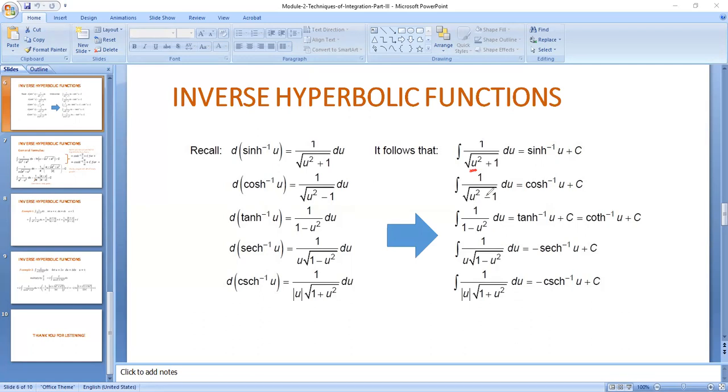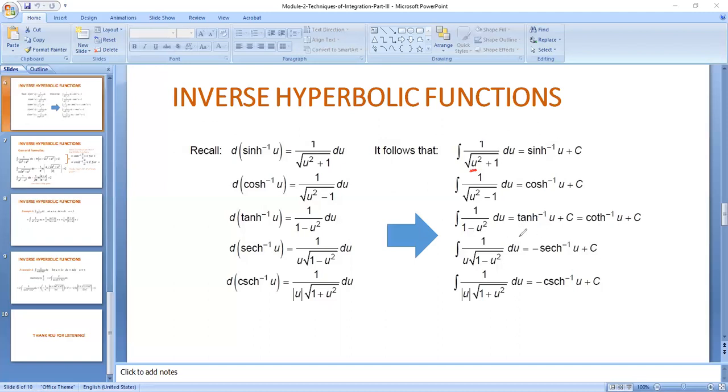So if it's a minus, you will have the inverse hyperbolic cosine. Now, the difference with the inverse tangent, the arctangent function, is that your integral is 1 over 1 plus u squared, the arctan function. Now, if it's the inverse hyperbolic tangent, it's not a plus that separates the 1 and the u squared, but minus.